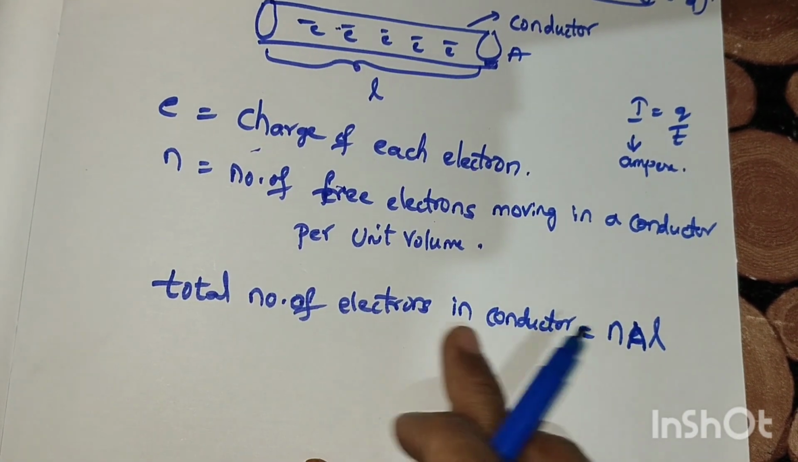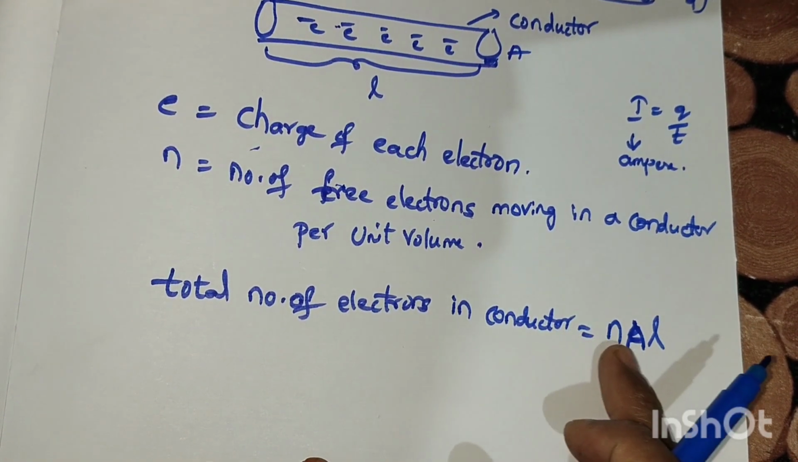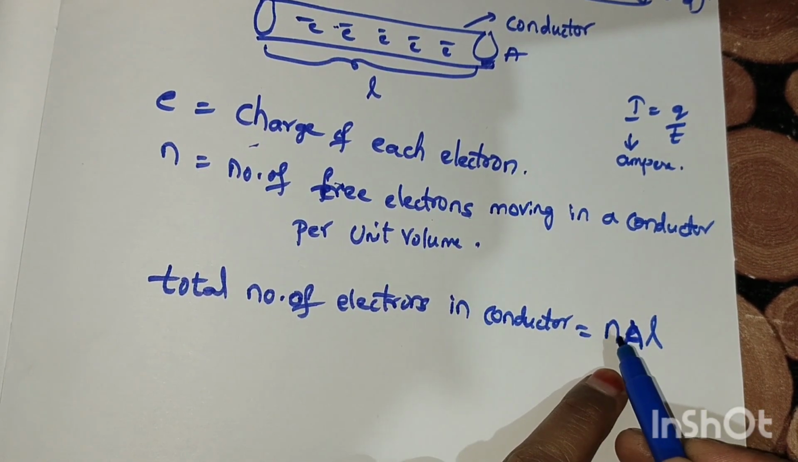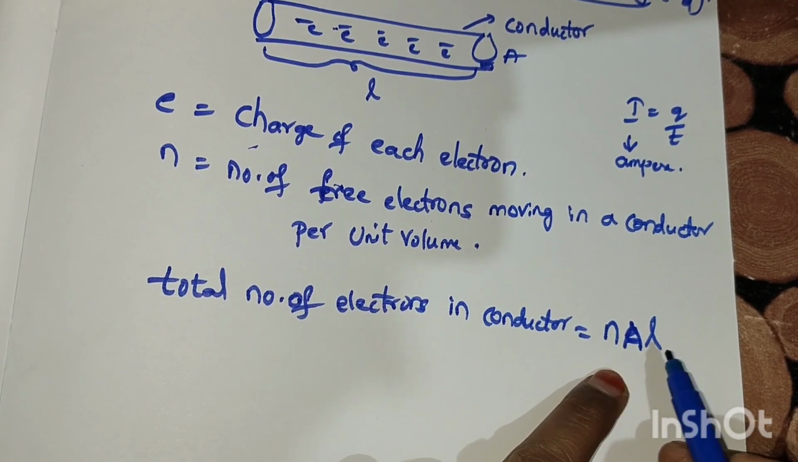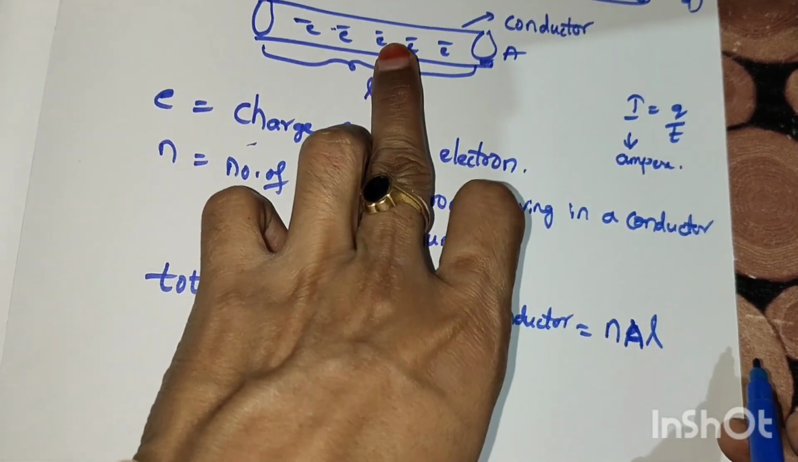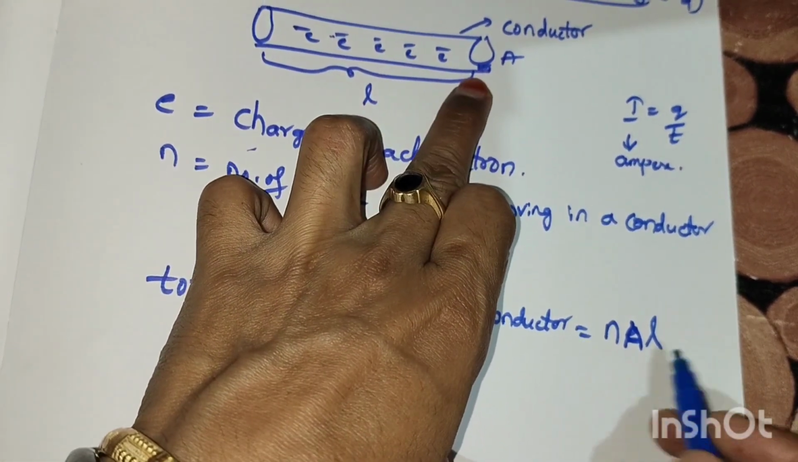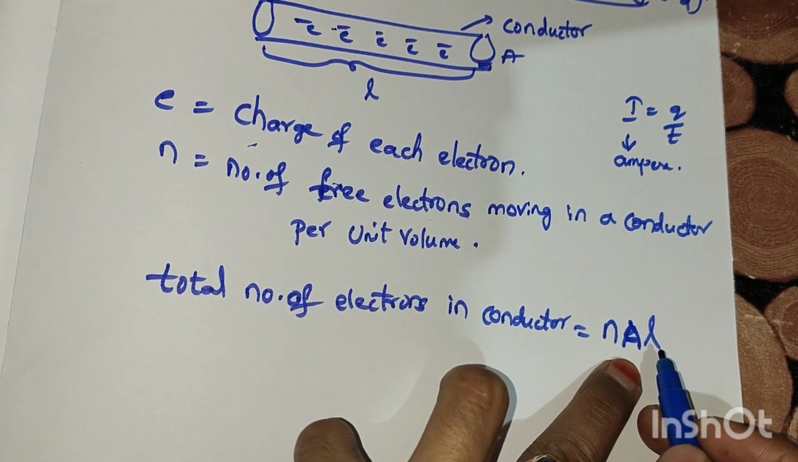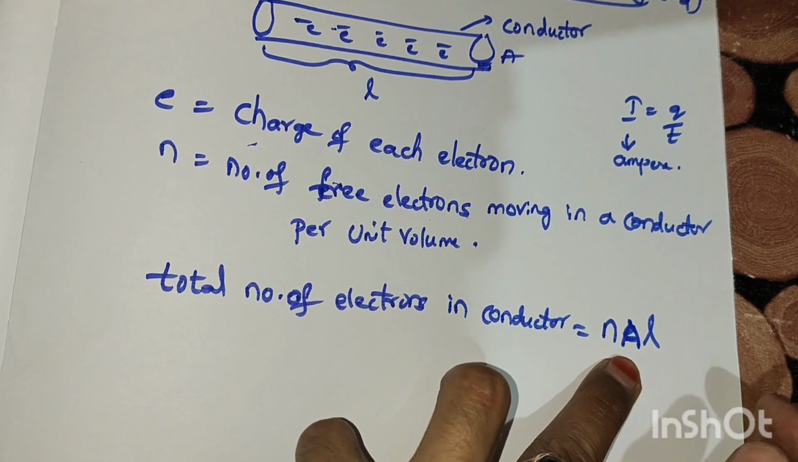So the total number of electrons is written as NAL. Why am I writing NAL? Because in a conductor the length is L, the area of cross section is A, and the number of electrons per unit volume is N. So NAL is the total number of electrons moving in the conductor.